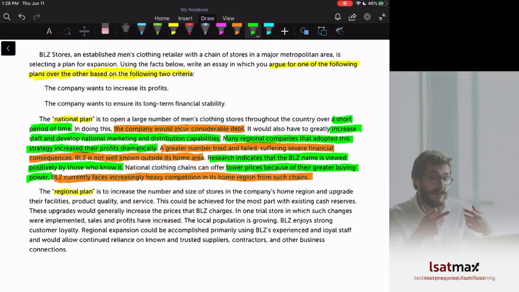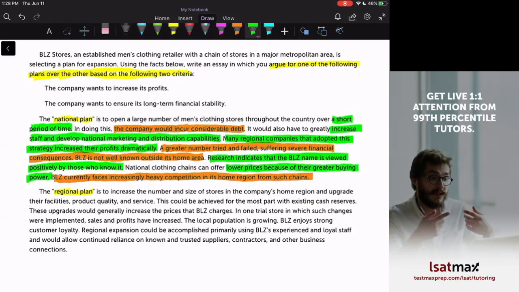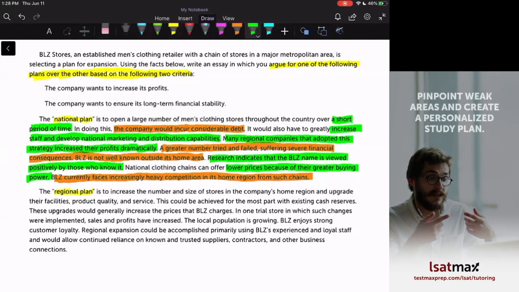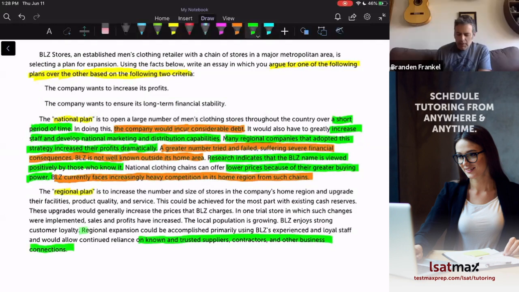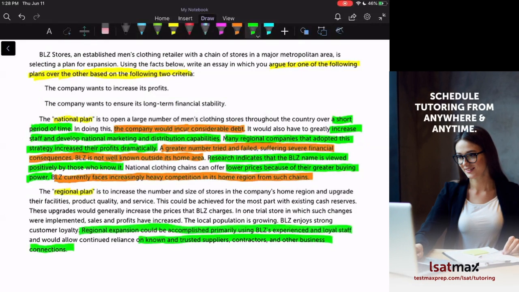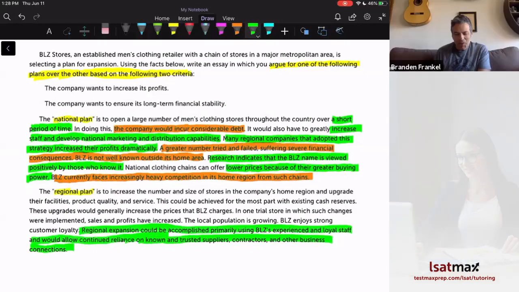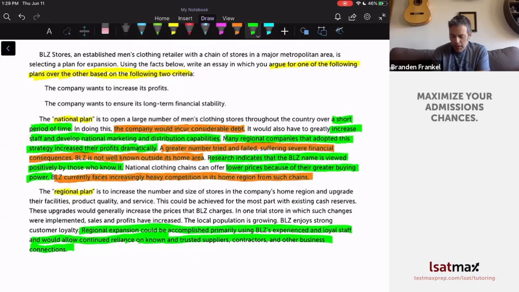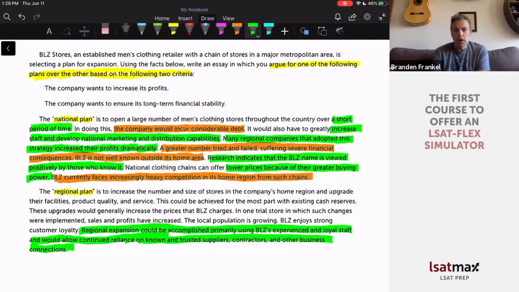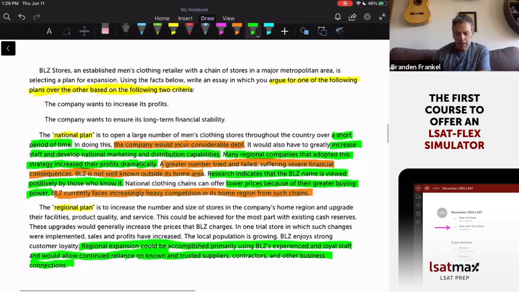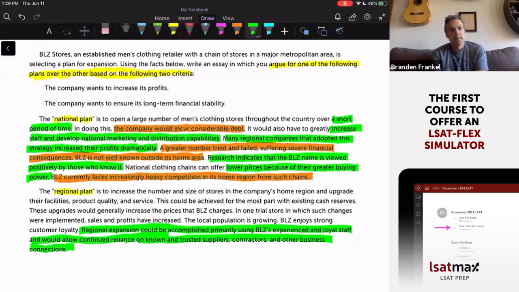I was going to type it out, but I read the bottom where BLZ's experienced, loyal staff would allow continued reliance on known and trusted suppliers, contractors, and other business connections. That would be a positive. This plan is safe. Yes, it is. Very safe. And in this day and age, we all like safe, don't we? We're kind of tired of unsafe. So yeah, I see we have experienced and loyal staff. We can continue to rely upon them. We don't have to move into other markets and be relying on other people. So to me, that might help us with long-term financial stability, I think.